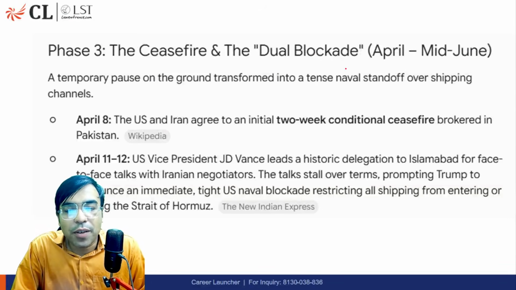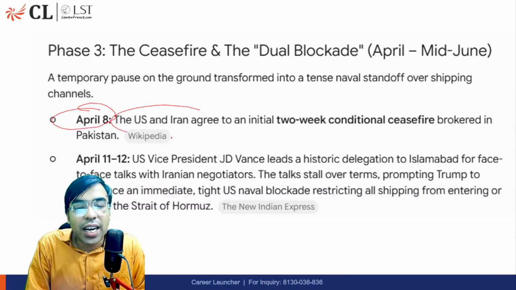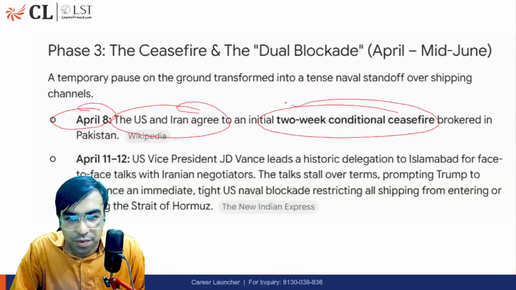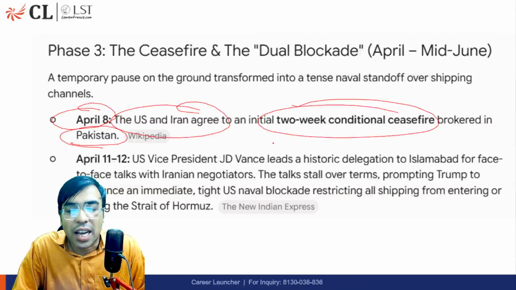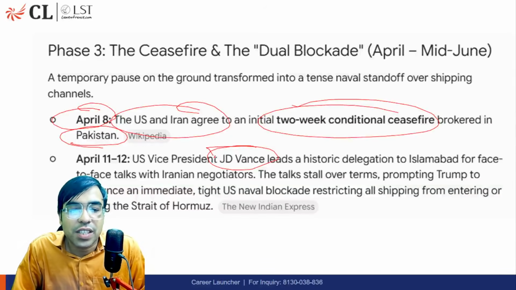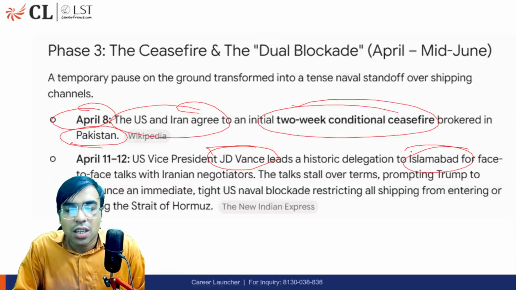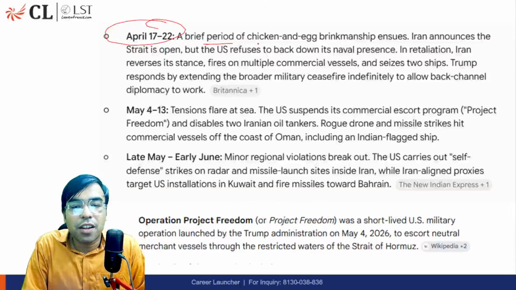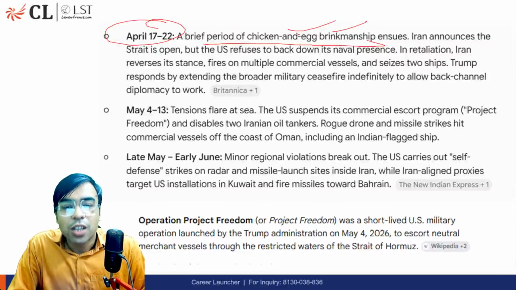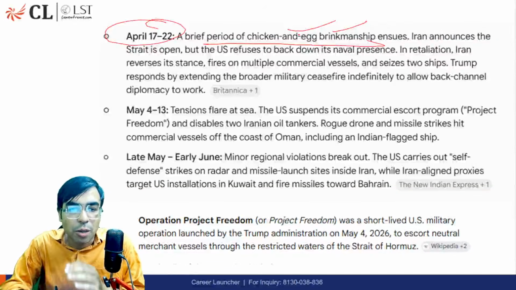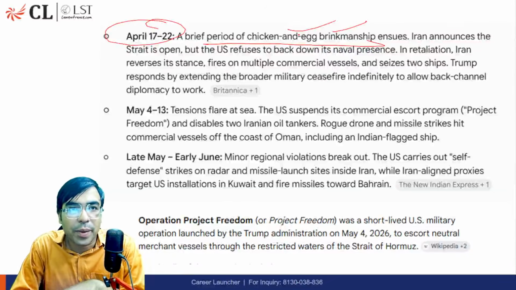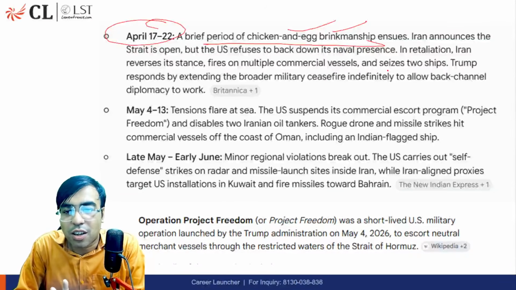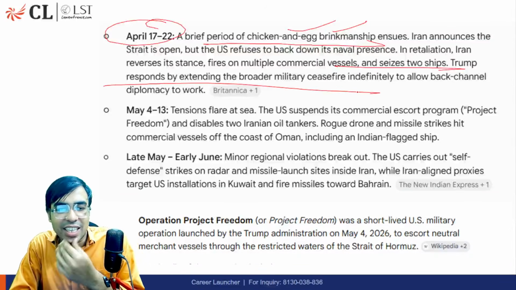So what happened was, on 8th April, the US and Iran agreed to a 2-week conditional ceasefire. It is said that it was brokered by Pakistan, and Pakistan invited J.D. Vance, Vice President, and the Foreign Minister of Iran, Mr. Abbas Araghchi, to Islamabad. However, the talks were not very successful. I'm sure you must be aware. Then a brief period of chicken and egg brinkmanship. So we have seen a lot of ups and downs. War happening, stopping, starting the war, then stopping it, then ceasefire. So many times it happened that I cannot discuss it in detail, but I'm sure you must be aware of that.